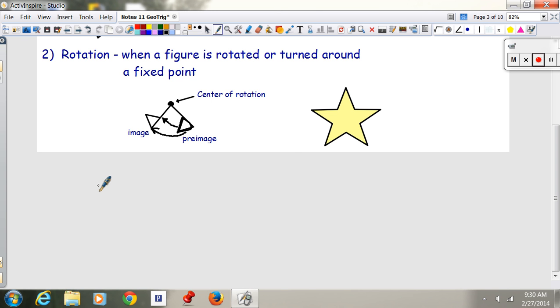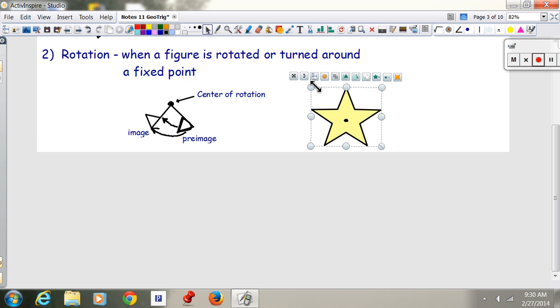Well, what if the fixed point happened to be the center of your figure? Could we rotate that around a fixed point? Could I take this and rotate it around that point? Yeah, I could. It would still work. So yeah, you could rotate it around a fixed point in the center. But that's a rotation: when you're taking something and rotating it around a fixed point.